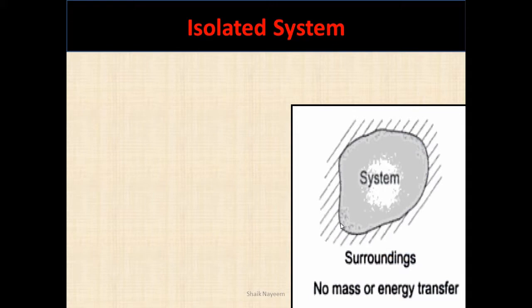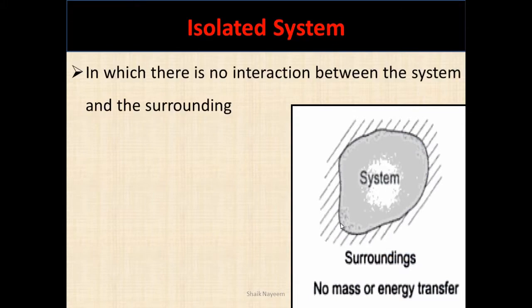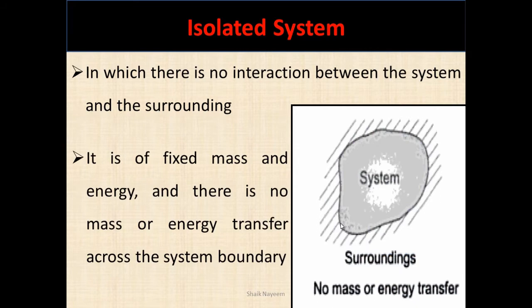Then coming to the isolated system. In an isolated system there is no interaction between the system and surrounding. There is complete isolation. There may be a fixed mass and fixed energy. That means there is no mass transfer and no energy transfer across the system boundary. These types of systems we call an isolated system.